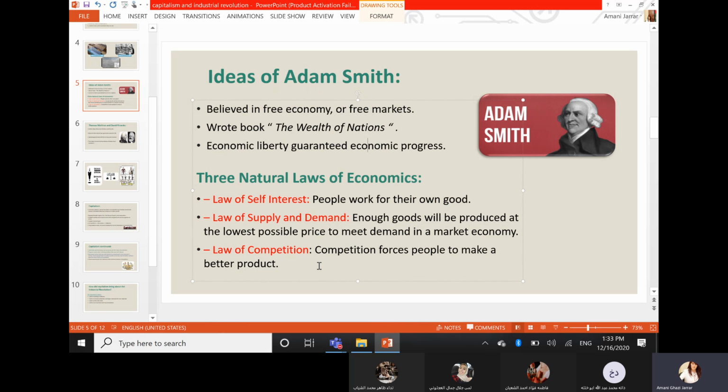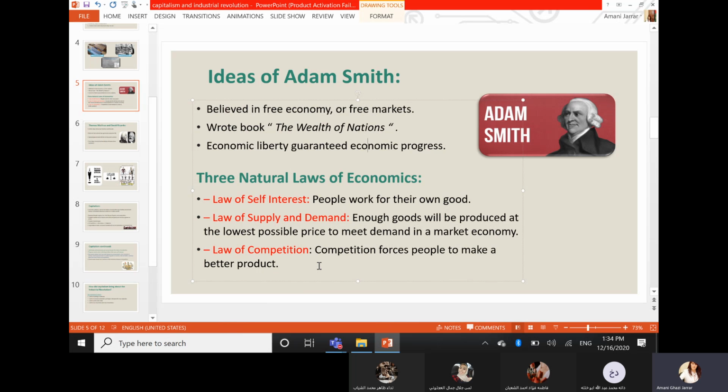Now, the law of competition says that competition forces people to make better products, because if you have only one product without competition, for example, only one provider, let's say Zain, for communication, you will not have development. For example, now Zain is working on what is called fiber. Orange, till now, I think they did not work on that. So this is a kind of competition in the product, because they follow what the people want, their needs and their demands.